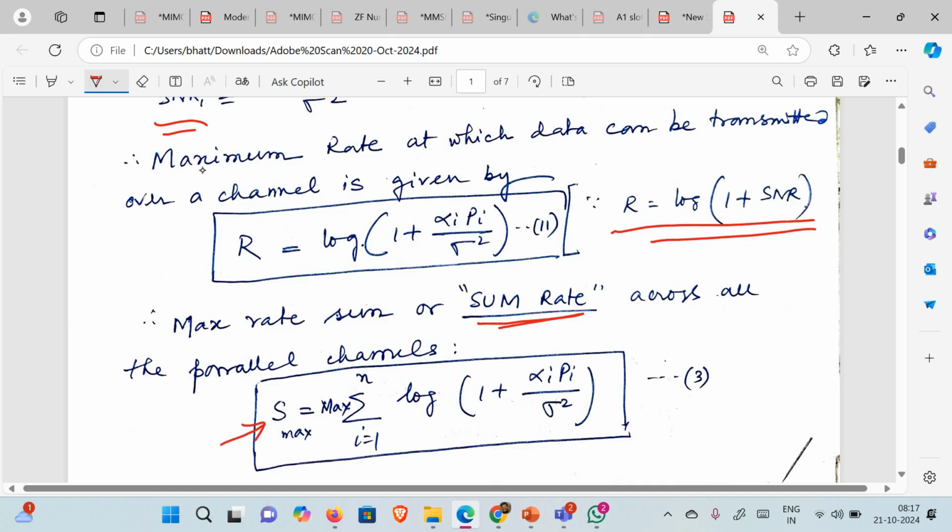S max is equal to maximizing the capacity. What is the maximum rate at which we can transmit? This is the rate across each channel, and this is the maximum rate which is possible for the particular outcome. So these are basically these two equations. Make a note, but I don't think it will be required that much.